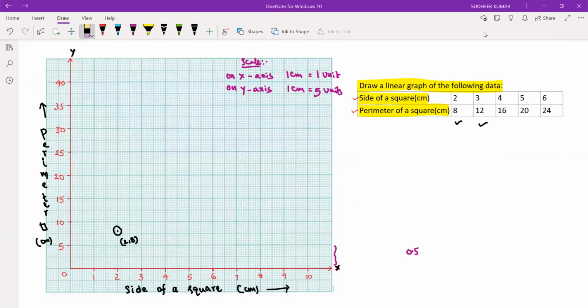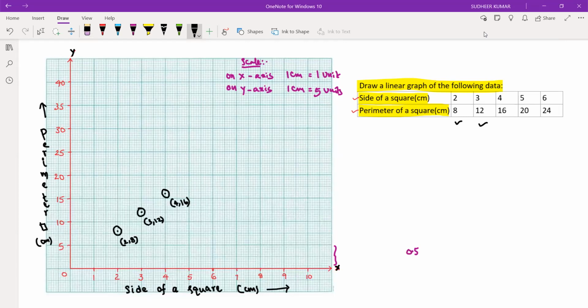So this is 3 comma 12. And the next one is 4 comma 16. Now this is 15, 15.5, 16. So this is 4 comma 16.